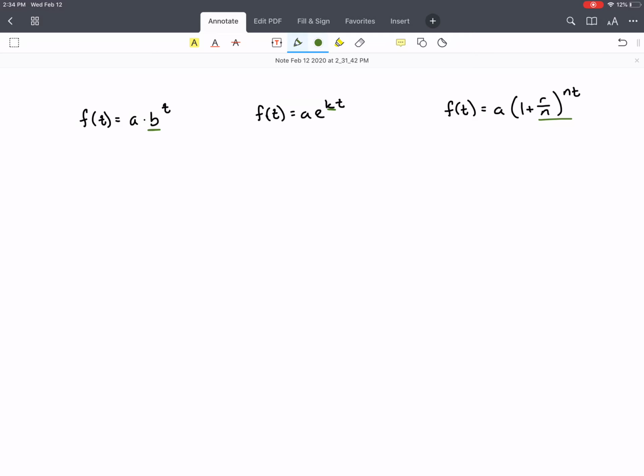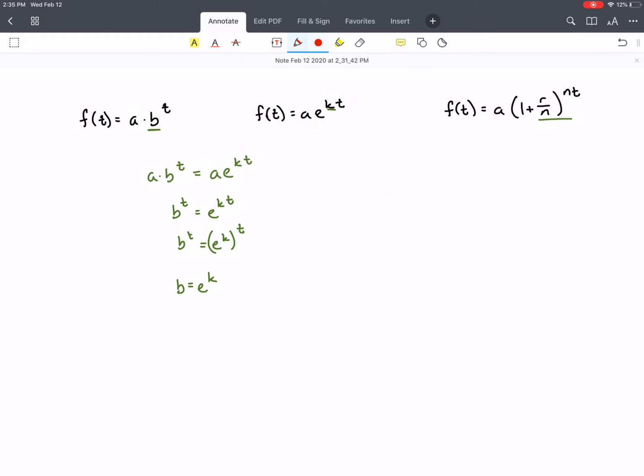So really we go back and forth between a times b to the t and a e to the kt more than the other ones. But if we were going to look at how to go back and forth, a is the same no matter what on both of these. But the key here is to realize that e to the k times t is the same as if I took e to the k and raised it to the power t. So that means b is the same as e to the k.